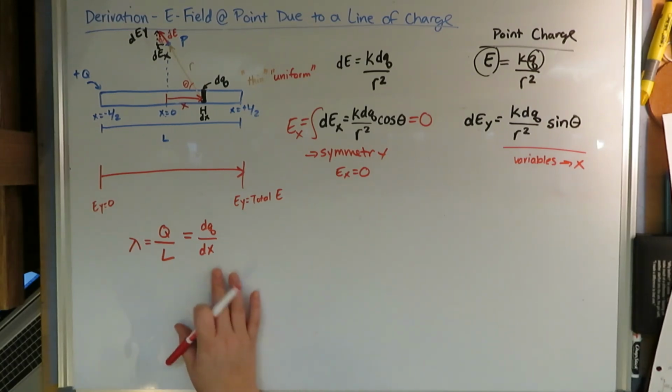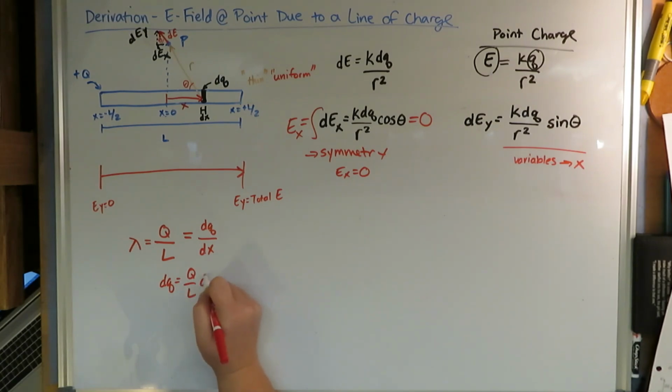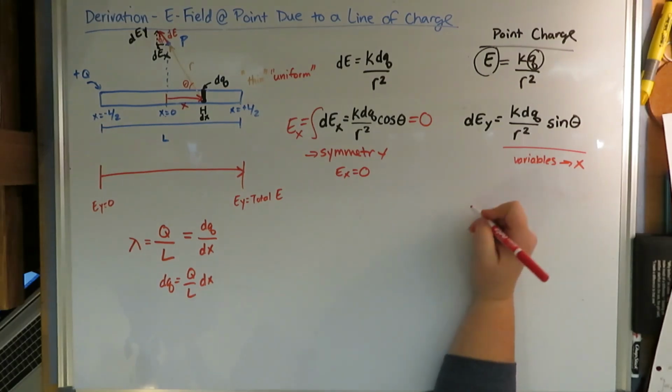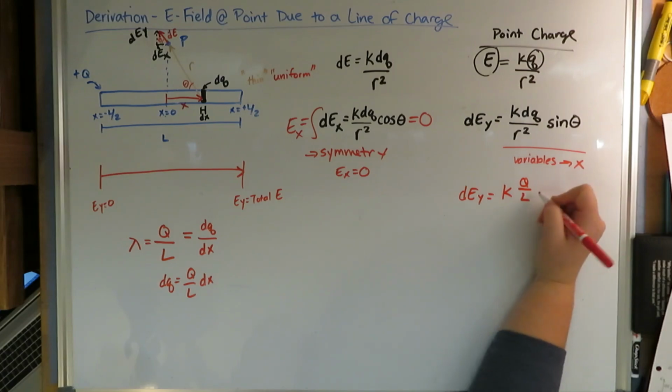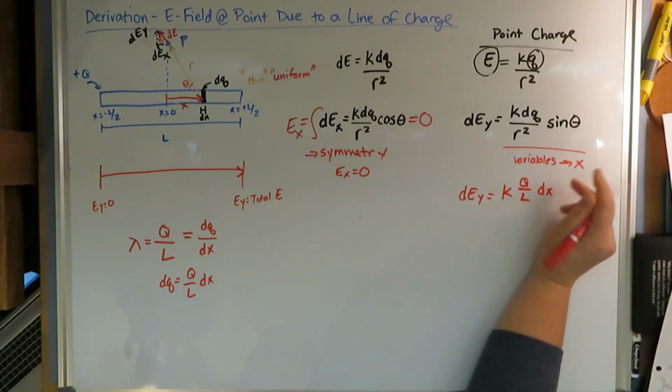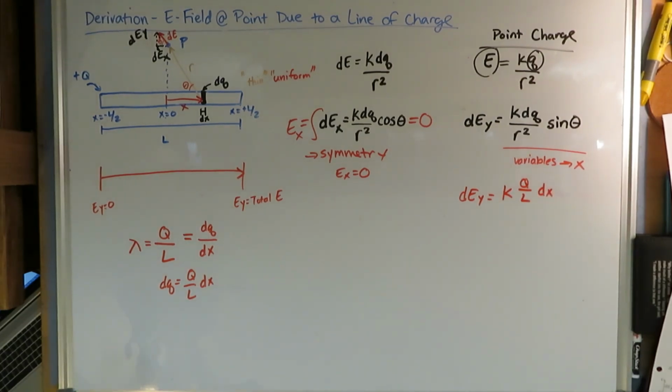So if I solve for dq, it's going to be Q over L times dx. Q and L are constants. They're constants that would be allowed in my final answer if I was to have a list of variables. So I can sub in for dq and get this in terms of dx. I can write that dEy is equal to k Q over L dx. All right, so we've done that first part.